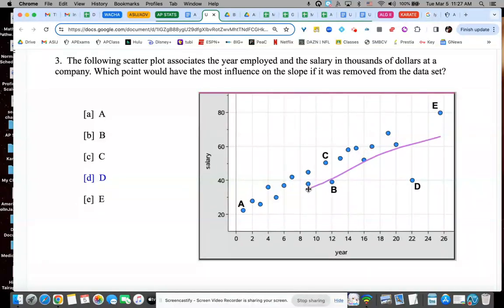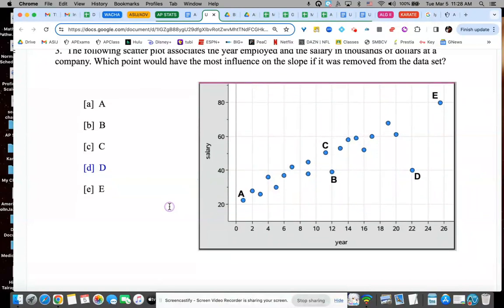The E, if I take that out, it's not going to change as much as if I were to take D out. So D is your answer. That's the most influential out of all those. Not only is it away from the center, but it also is away from the pattern.